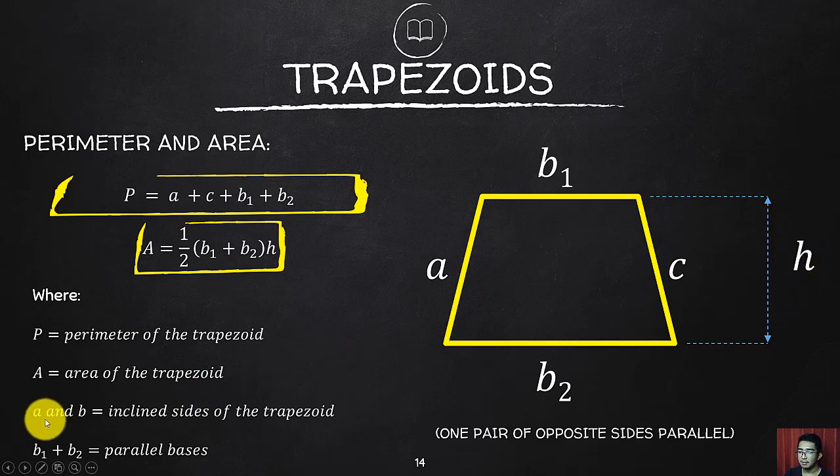So A and B, sorry, this is not B, this must be C. So A and C are your inclined sides of the trapezoid. That's for the trapezoid.